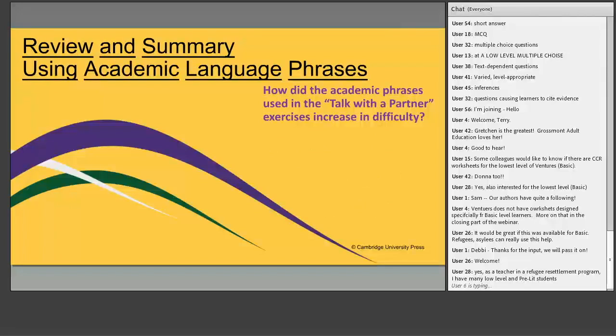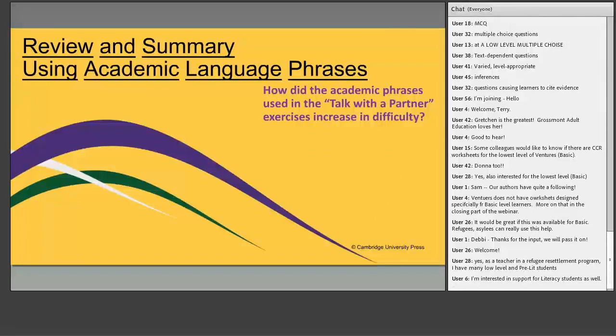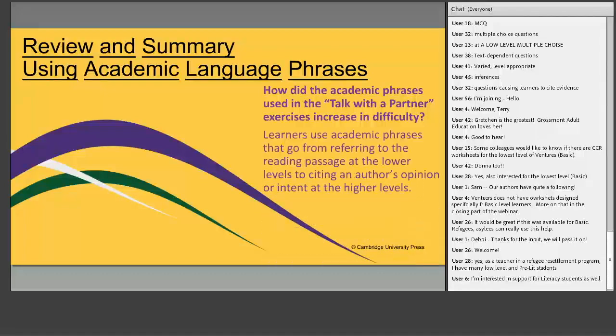Finally, how did the academic phrases used in talk with a partner exercises increase in difficulty? Learners orally cite evidence by using academic phrases that go from referring to the reading passage at the lower levels to citing an author's opinion at the higher levels. In other units, some of the other phrases learned in the useful language boxes include phrases to support an opinion, phrases to identify problems and solutions, and phrases to identify a source.